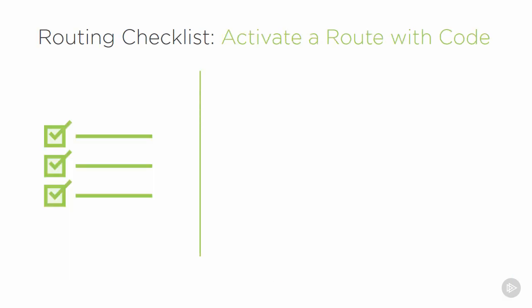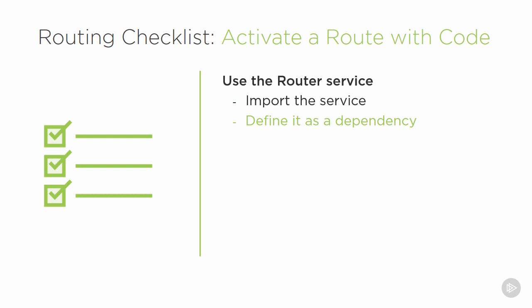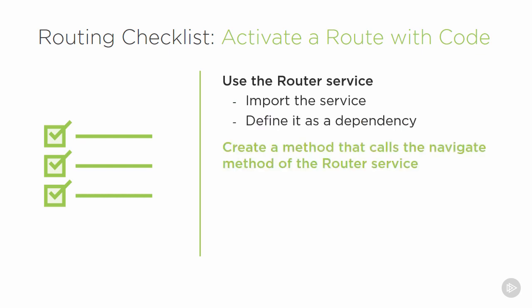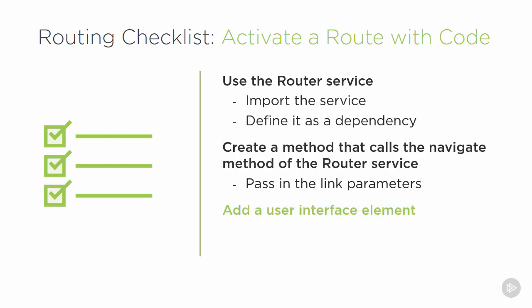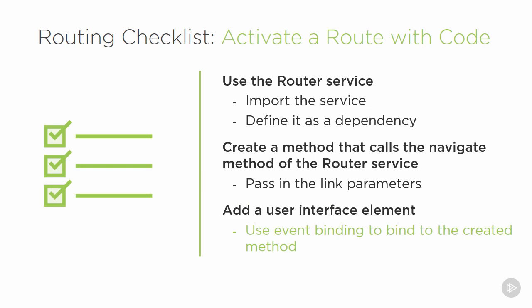To activate a route with code, use the router service. Be sure to import the service and define it as a dependency on the constructor. Create a method that calls the navigate method of the router service instance and pass in the link parameters. Add a user interface element and use event binding to call the created method.